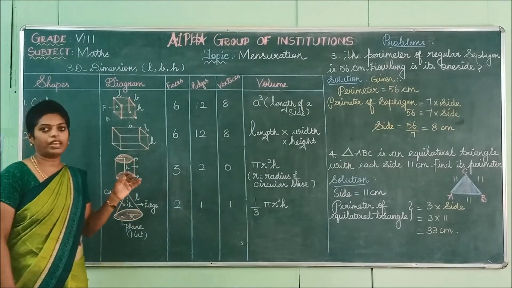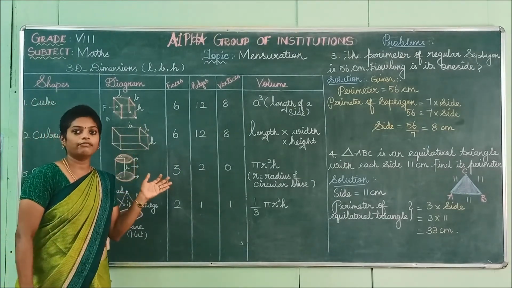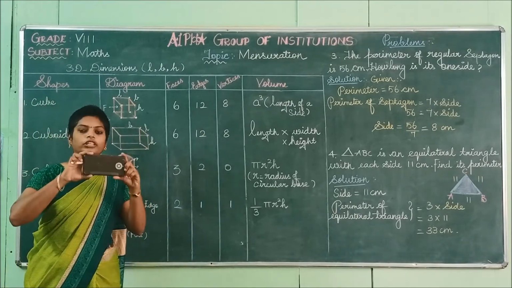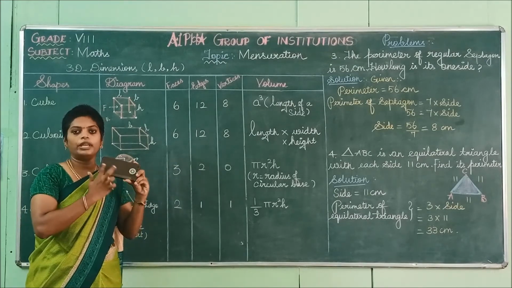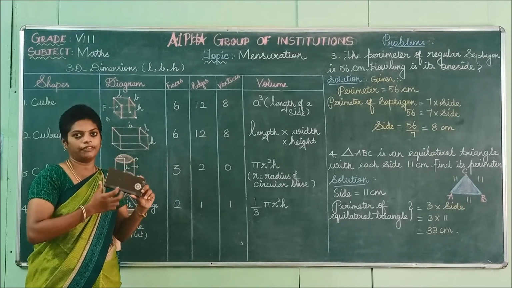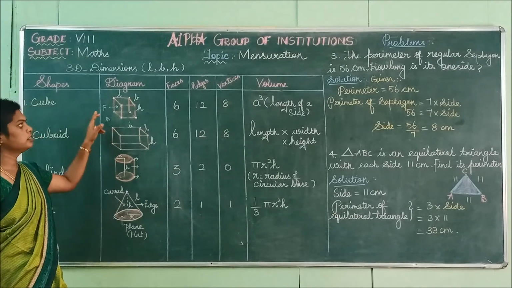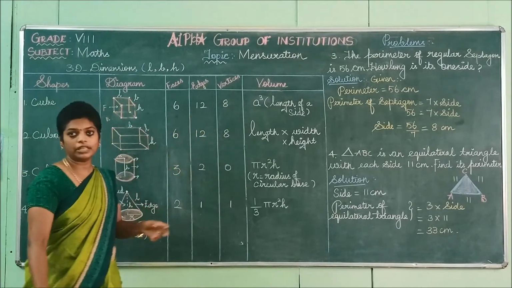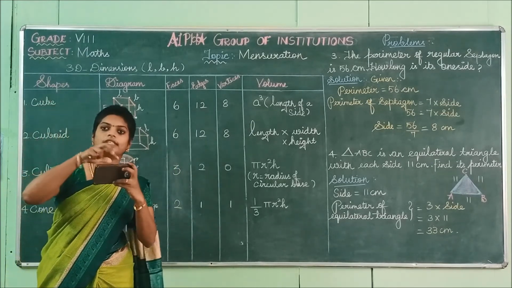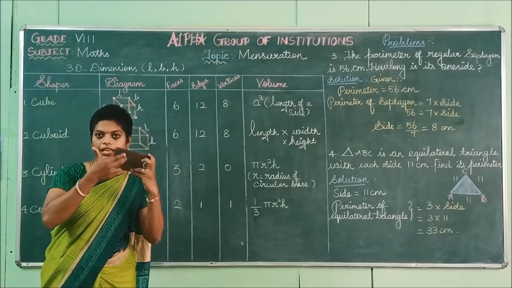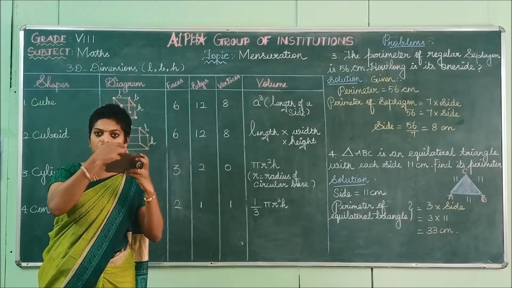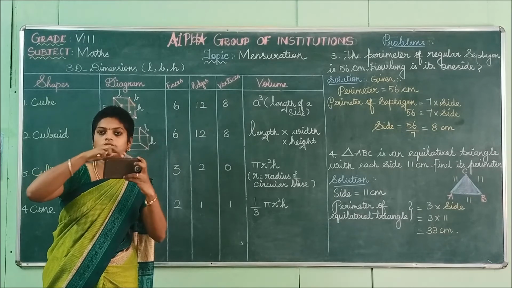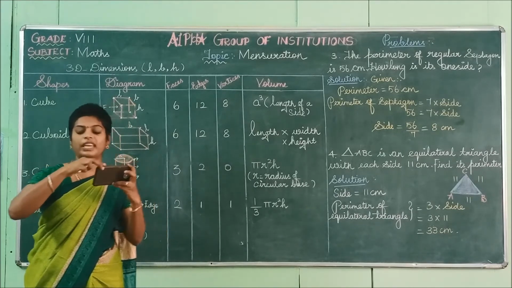So what do you mean by face? Face is called a flat surface. That means if you take this one, this is called a flat surface. Here for the cube, we have to find faces. Edge means where two faces meet. So this face and this face meet here, this front and back meet here. So this is called an edge.